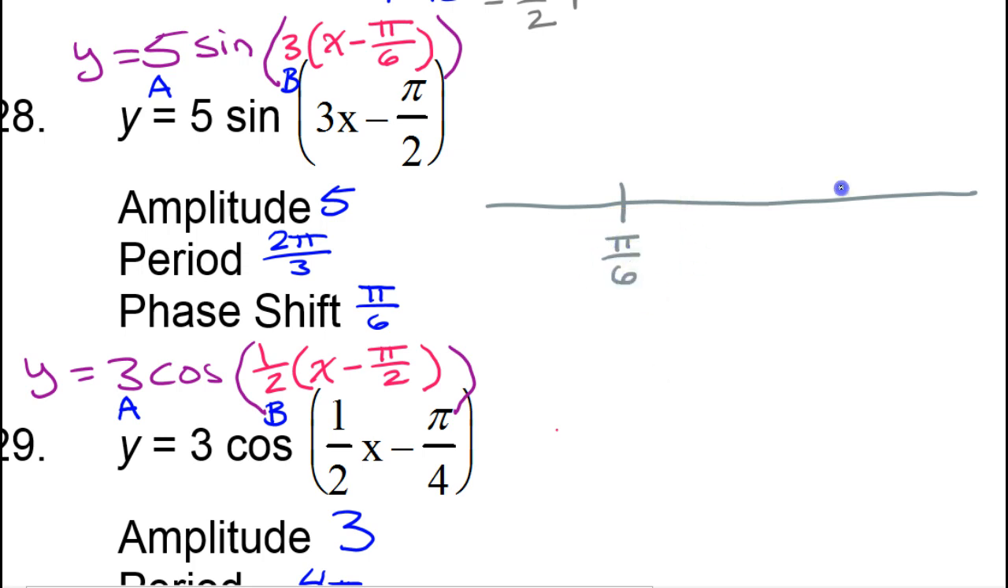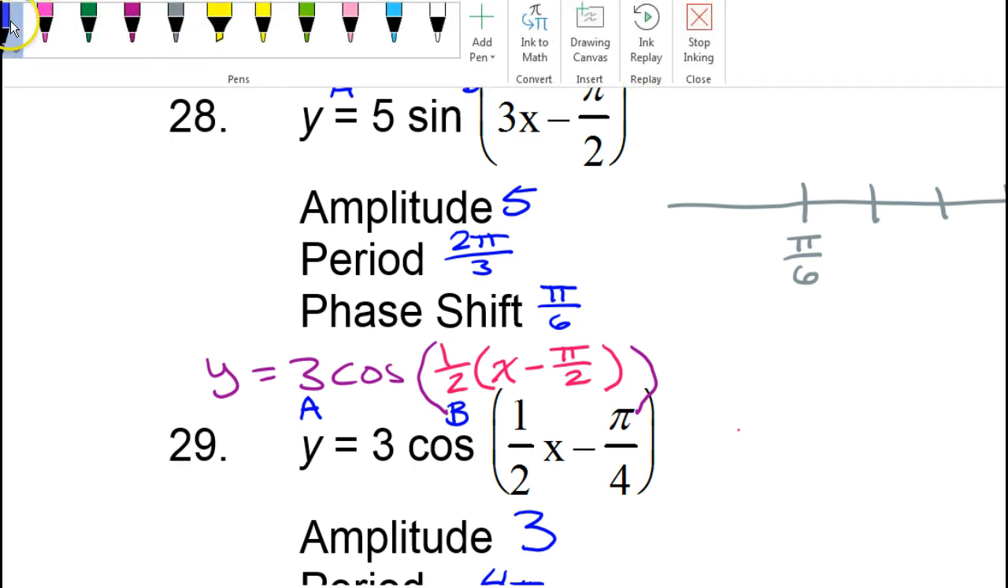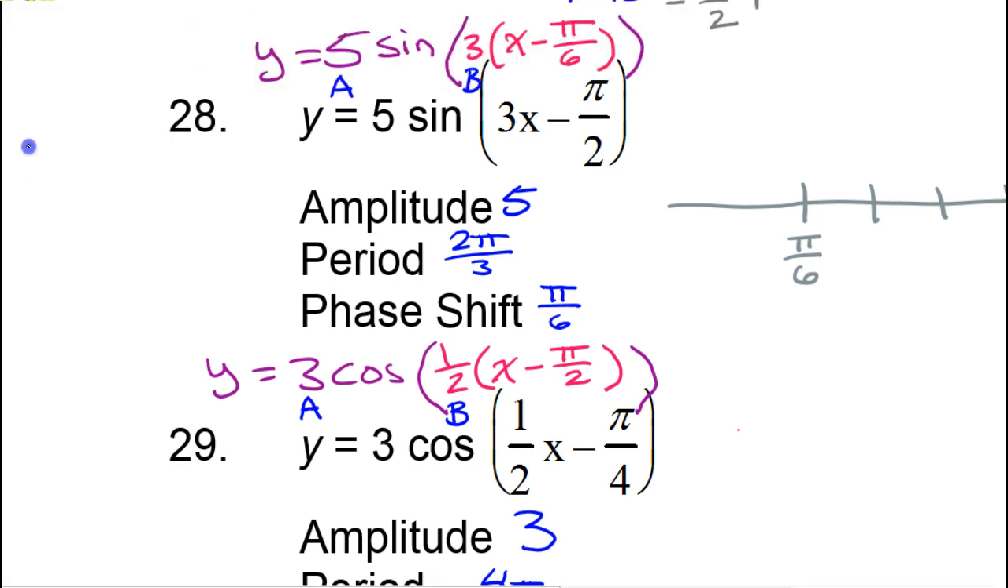Now, make 4 additional marks going to the right. So 1, 2, 3, 4. Because we made 4 marks, each mark represents 1/4 of the period. So let's figure out how big a quarter of a period is. And I'm going to call that a quarter period, QP.